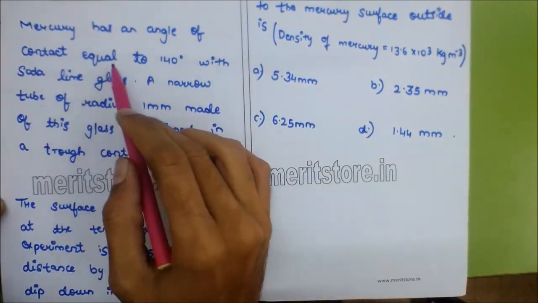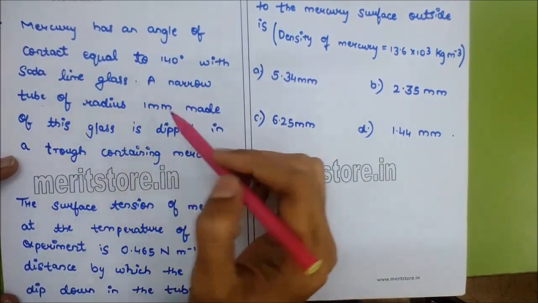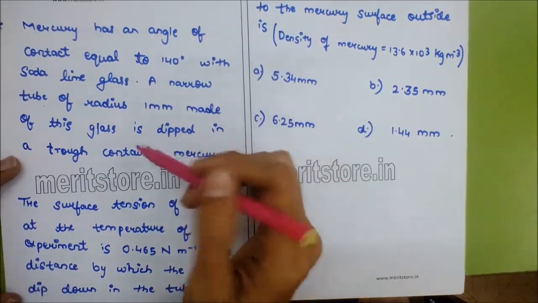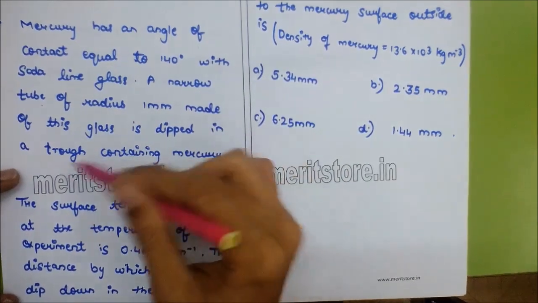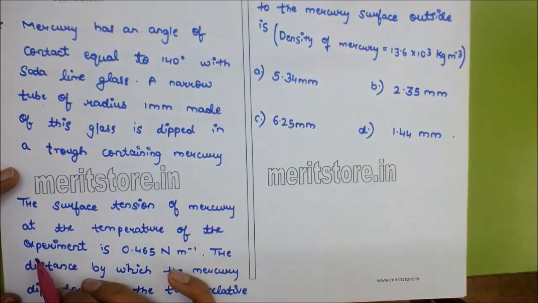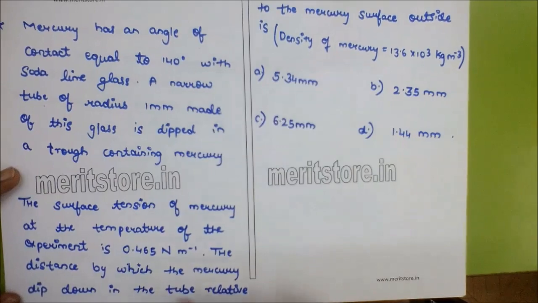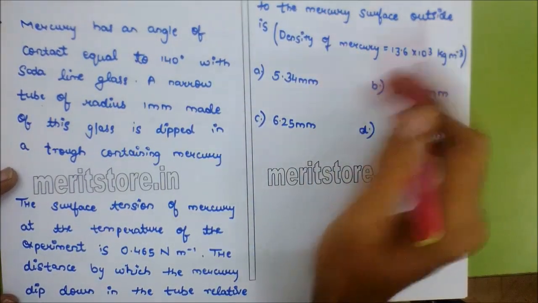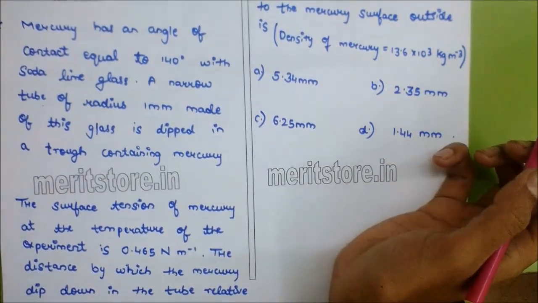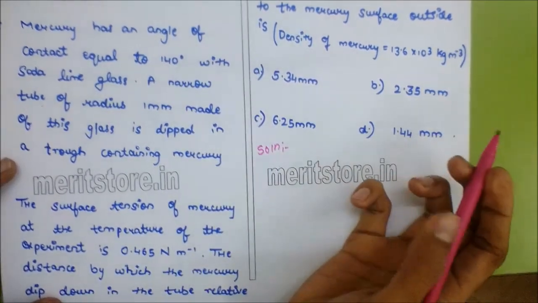Mercury has an angle of contact equal to 140 degree with the solid glass. A narrow tube of radius 1 mm made of this glass is dipped in a trough containing mercury. The surface tension of the mercury at the temperature of the experiment is 0.465. The distance by which the mercury dips down in the tube relative to the mercury surface outside is. So we need to find the height of the mercury which is dipping down inside the tube.